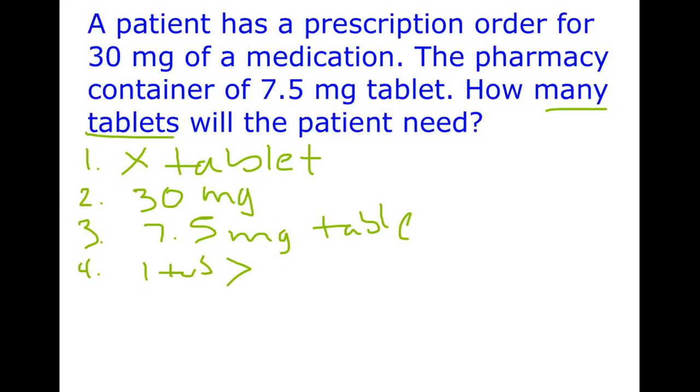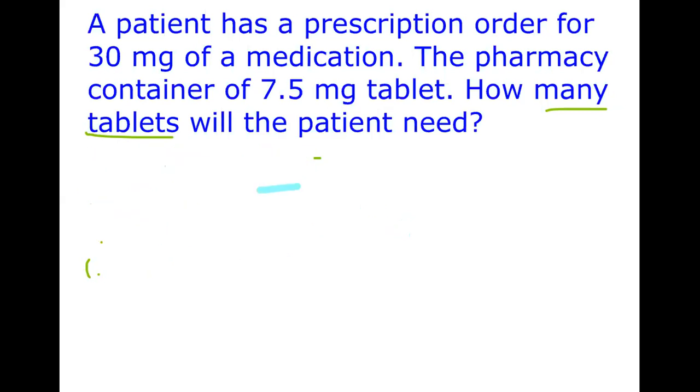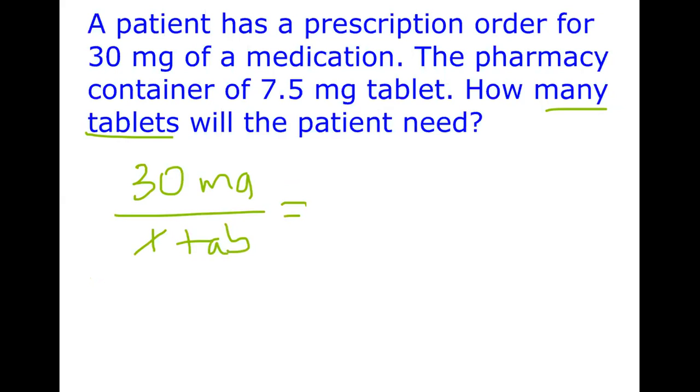So let me go ahead and erase this. I don't have that many steps. Okay, so we have 30 milligrams, and we want to know X tablets is equal to what we have in the pharmacy, 7.5 milligrams per 1 tablet. Okay, so now let's cross multiply.